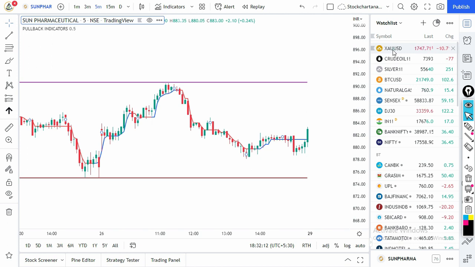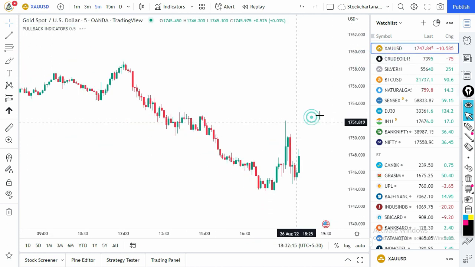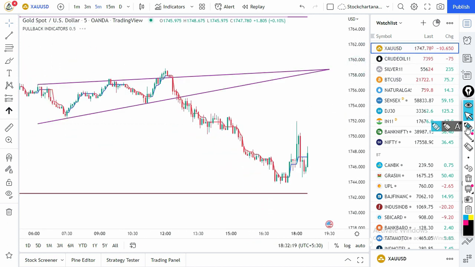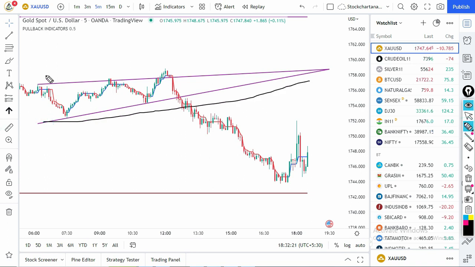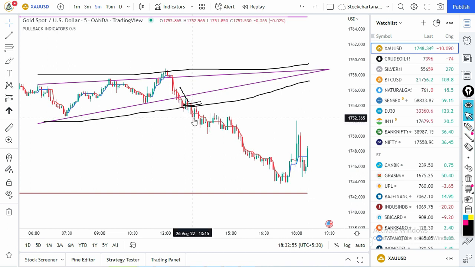Let me show you in Forex also. This is the XAUUSD chart, and there was a triangle breakout here. Once there is a triangle breakout, you can enter somewhere here, and almost 1% return in a Forex trade also.